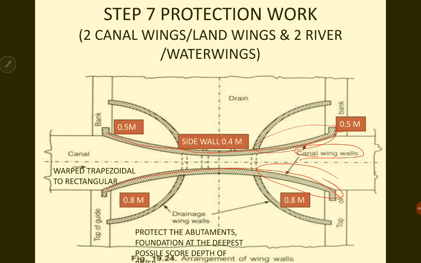Now there are other wing walls provided as protection for the abutment in the case of the river. The river or the drain is flowing like this, so you have to provide wing walls in the river. These are protection works, and they have to be as deep as the maximum possible scour depth of the river. Usually we provide a 0.8 meter thick wing wall for the river. So the canal wing walls are usually 0.5 meter and the river wing walls are 0.8 meters. These are the protection works that we provide.